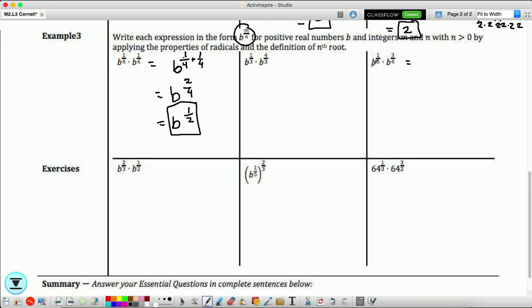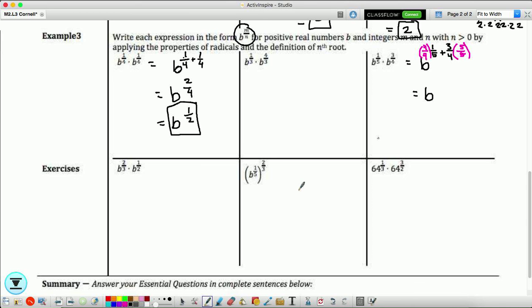So here, since we have the same base, I would keep that base of b, but now I've got 1/5 plus 3/4. And so in this example, we'd have to find a common denominator, which I think would be 20. So thinking about 20, I could change this 5 to a 20 by multiplying by 4, but I'm going to do that in both the numerator and the denominator. On this side, I'd multiply by 5 over 5.